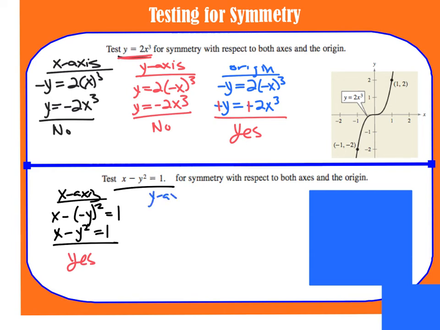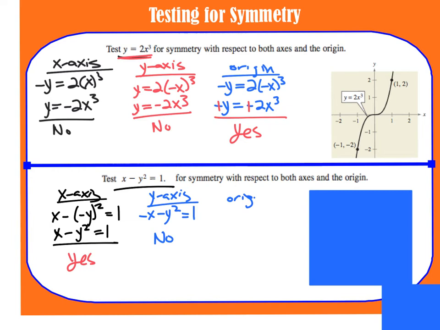Let's test for y-axis symmetry. For y-axis symmetry, we change the what? The x to negative x. So now we end up having negative x minus y squared is equal to 1. I can't really go much further than that. But is it the same as the original? No, it's not the same as the original. So does it have y-axis symmetry? No.